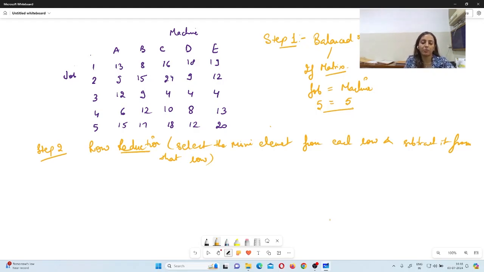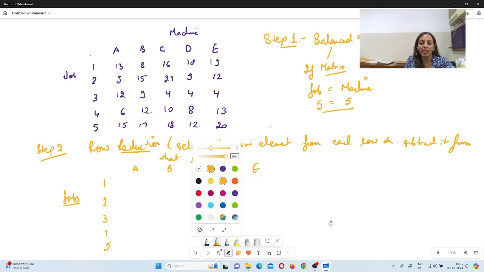So start doing step number 2 over here. Again start writing the jobs we are given. How many jobs are given? We are given 5 jobs: 1, 2, 3, 4, 5, and we are given machines. Write down over here A, B, C, D, E, right? 5 machines are there.